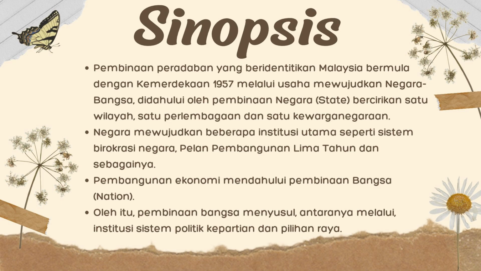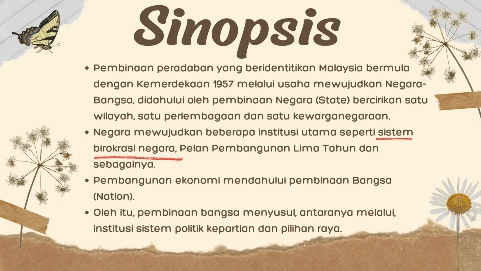And then nation building began after Merdeka in 1957. What is nation building? Pembinaan peradaban yang beridentitikan Malaysia. Then the state developed institutions such as bureaucracy and 5-year development plans. These are the terms that you may want to remember in Bahasa. The 5-year development plan is pembangunan 5 tahun. Bureaucracy, sistem birokrasi negara. Remember all these terms.